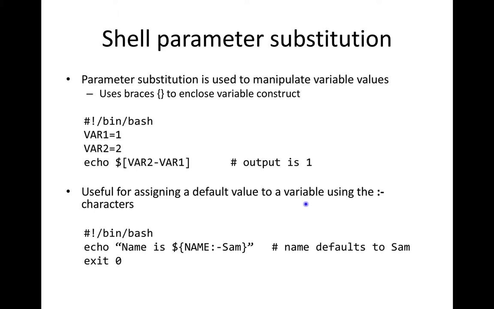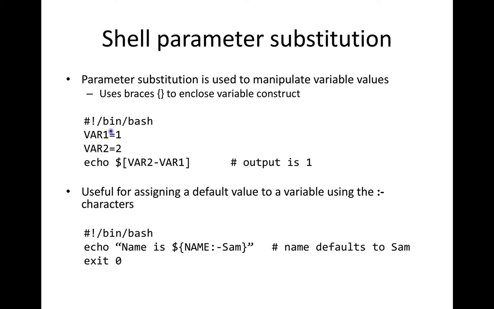Okay, and so another advanced feature that you'll find in shell scripts is parameter substitution. What parameter substitution allows you to do is to manipulate variable values. Probably the most common way that we use parameter substitution in a shell script is to assign a default value to a variable.